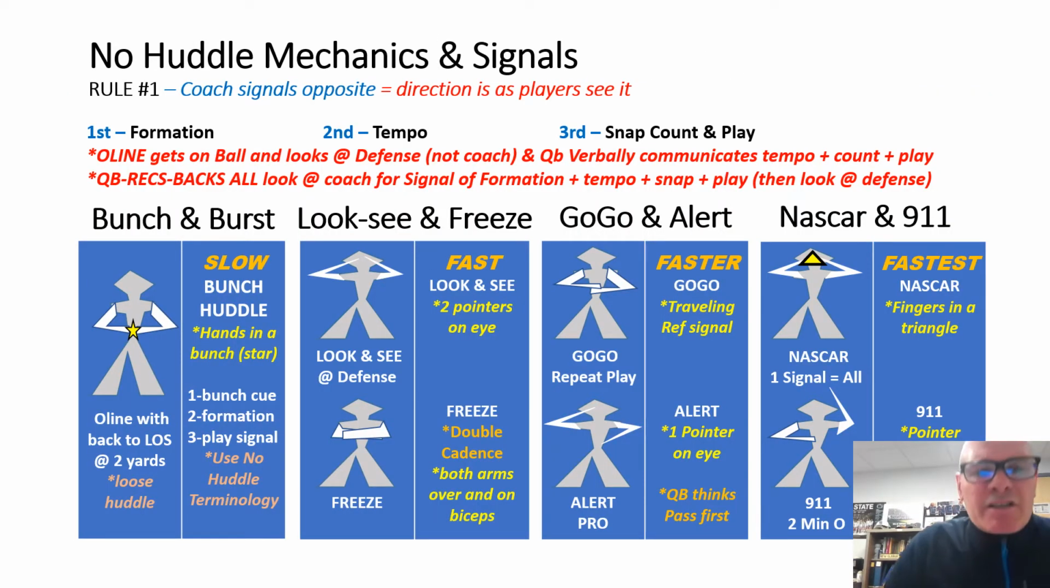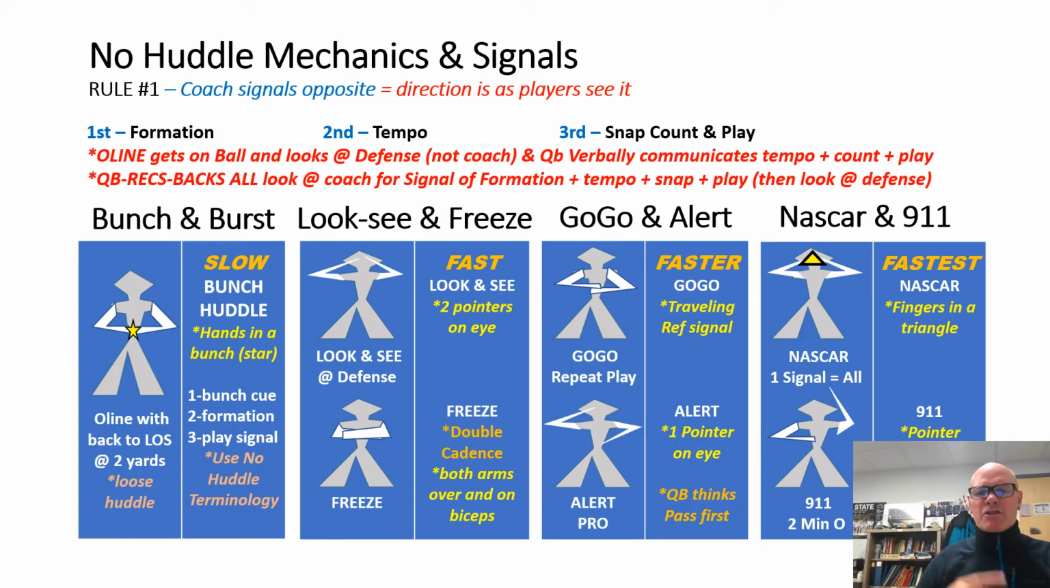So mechanics and signals in general for tempos. We can get into a loose huddle, which is a bunch signal here. We can actually burst out and go right to the line for short yardage plays. If we go in our normal look and see, again, we're going to put no huddle, both pointers on the eyes, and then the double cadence is the freeze.